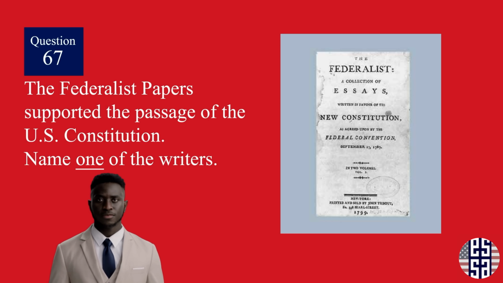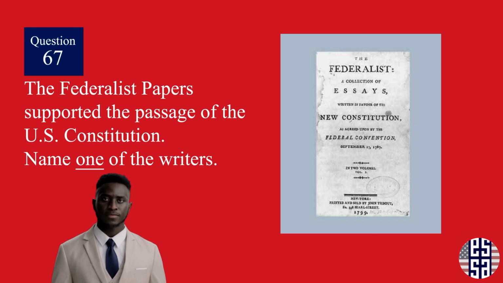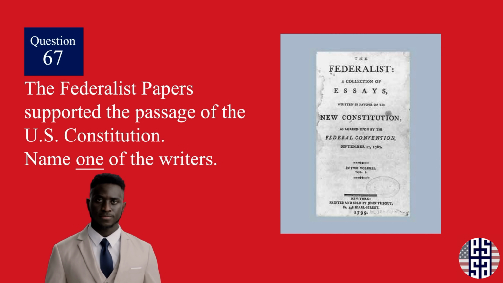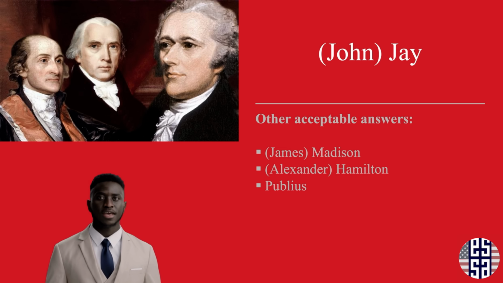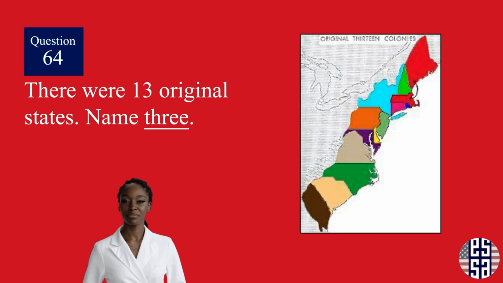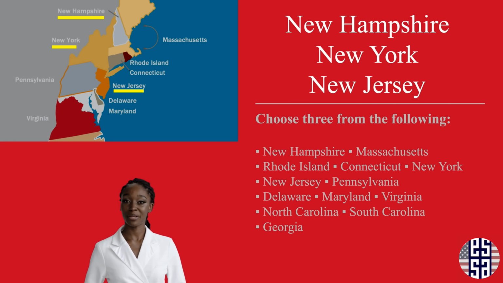The Federalist Papers supported the passage of the U.S. Constitution. Name one of the writers. John Jay. You could also say James Madison, Alexander Hamilton, or Publius. But it is easiest to remember John Jay. There were 13 original states. Name 3. New Hampshire, New York, and New Jersey. You can choose to answer with any 3 of the 13 states listed, but we feel it is easiest just to remember New Hampshire, New York, and New Jersey.